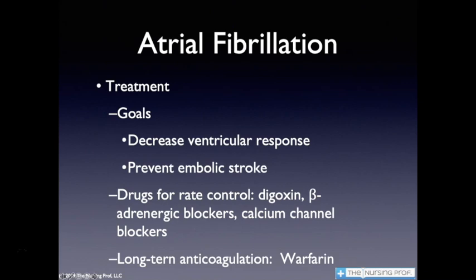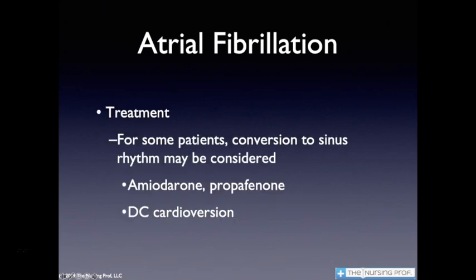So our goals of therapy are to decrease the ventricular response, so we want to control that ventricular response, and to prevent a stroke by anticoagulating the patient. In some cases, we may want to try to convert the patient to sinus rhythm. However, we found that using either chemical cardioversion or electrical cardioversion, in many cases, causes more damage than it does to just allow the patient to have atrial fibrillation and control the rate and prevent clots from forming.